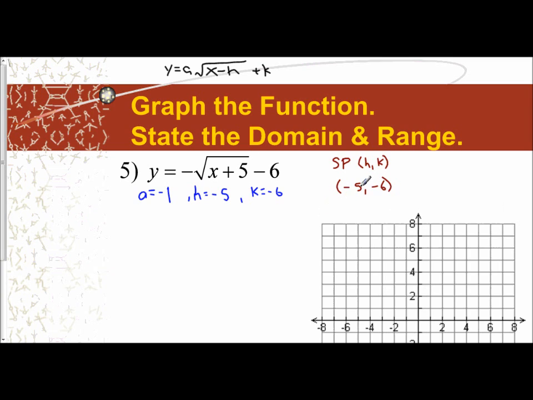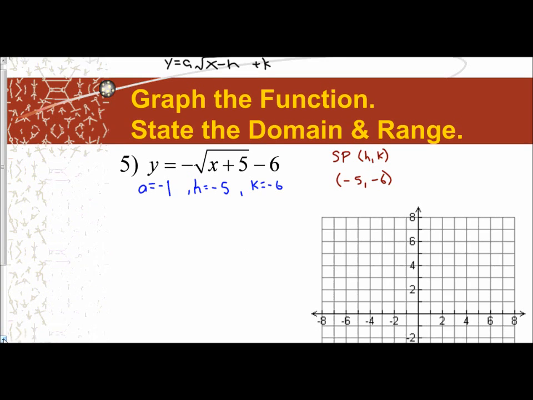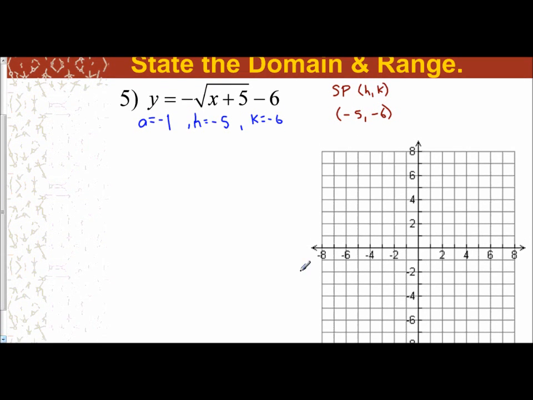I cannot go beyond -5 to the left. So I'm going to plot that point. I'm going to plot right away -5, -6, because that's the starting point of my graph. So -5, down to -6, and here is my starting point.